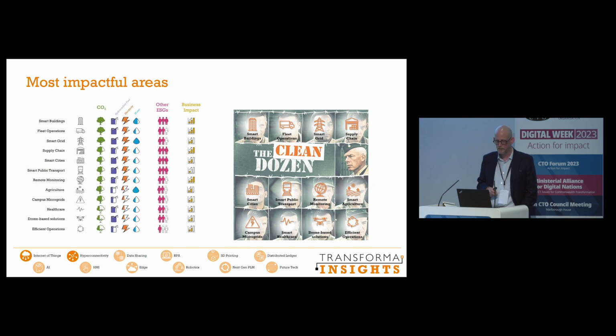that has a significant impact. So what I'm showing across the top of this chart is CO2 impact. We look at the impact in terms of hydrocarbon fuel, in terms of electricity, in terms of water consumption. Some other ESGs, so environmental, social, and governance impacts. So those might be things like just improvement in quality of life, not necessarily linked to the environment, but linked to if you can get your traffic lights to be more efficient, people are sitting in traffic jams for less time.